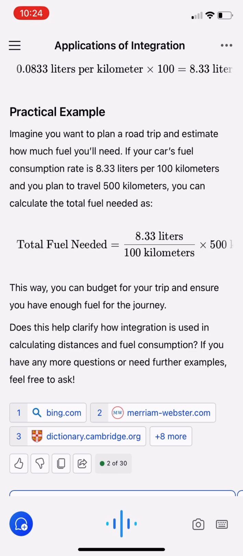Does this help clarify how integration is used in calculating distances and fuel consumption? If you have any more questions or need further examples, feel free to ask.